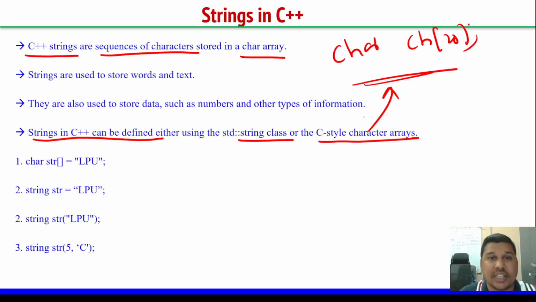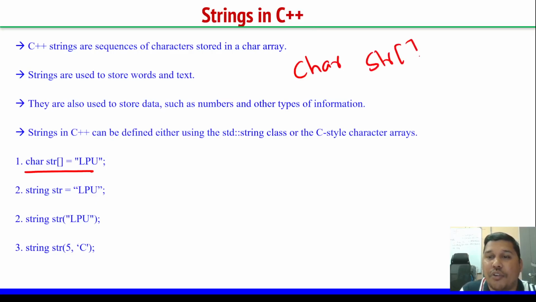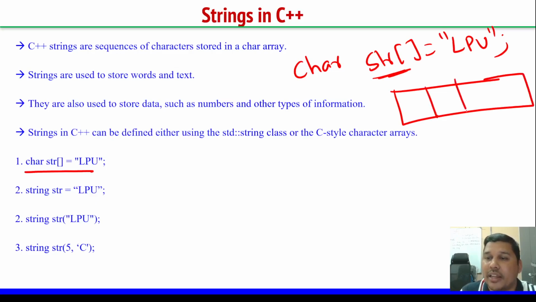Okay, so see the different ways of declaring string variables in C++. One way is like this, which is there in our C programming: char str of empty array, in double quotes I can give LPU. Then what is this? This str is an array with 4 elements: L, P, U and a null character.